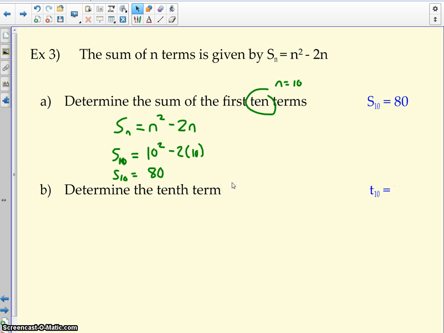Okay, and now B asks us to specifically find the value of the 10th term. So I'm going to let you think about this one for a minute on your own or with a partner, and push play when you're ready to go talk through it together.